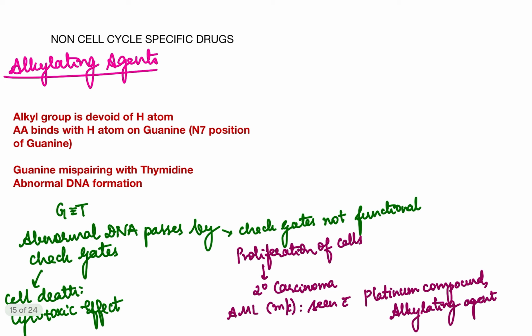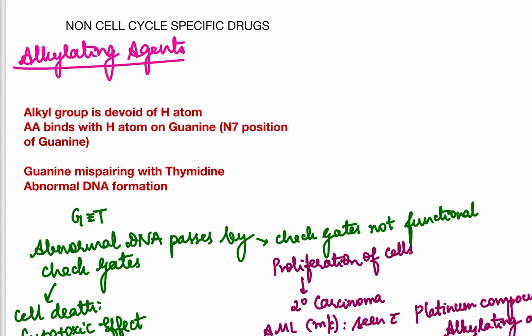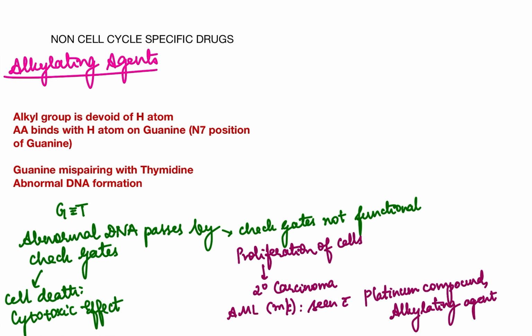The next is non-cell cycle specific drugs. So, what are the various non-cell cycle specific drugs? First is alkylating agents. What is important here is that in alkylating agents, the alkyl group is devoid of hydrogen atoms. So this alkylating agent binds at the N7 position of guanine. Because of which there is guanine mispairing with thymidine, and abnormal DNA formation is what you should take. Alkylating agents cause abnormal DNA formation.